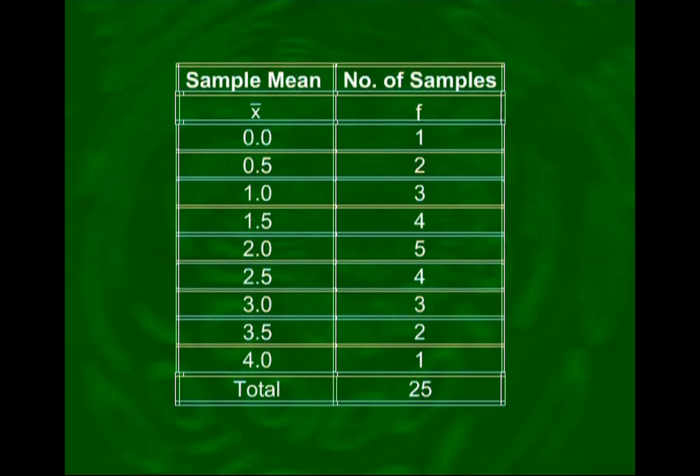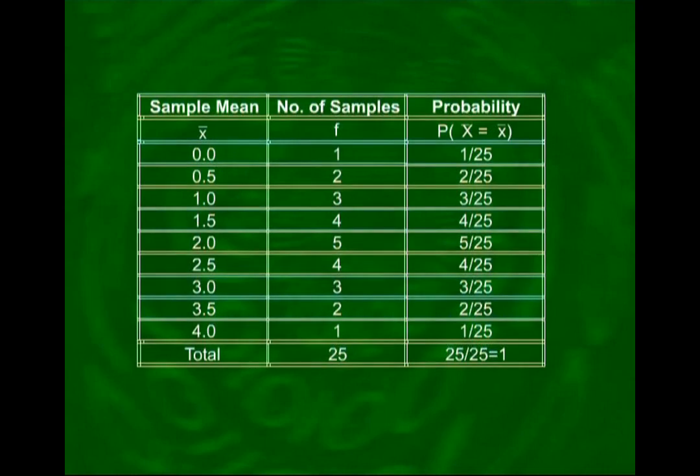So we would like to do exactly that, and as you now see on the slide, the frequency distribution of x bar in this particular example is, the column of x bar starts from 0.0 and goes up to 4.0, and the number of samples having these values of x bar are 1, 2, 3, 4, 5, 4, 3, 2 and 1, so that the sum of the column of frequencies is 25, and this is exactly the number of samples that we had. Dividing these frequencies by the total frequency 25, students, we obtain 1 by 25, 2 by 25, 3 by 25 and so on.